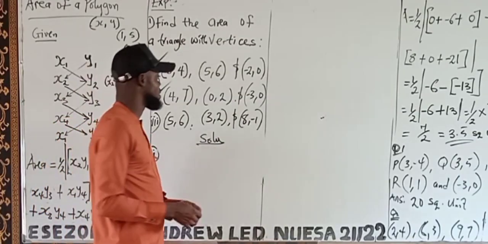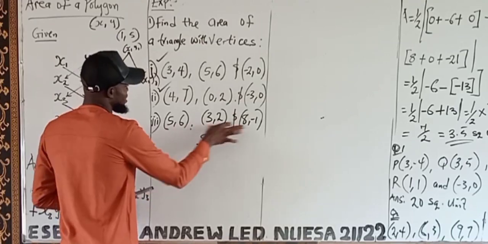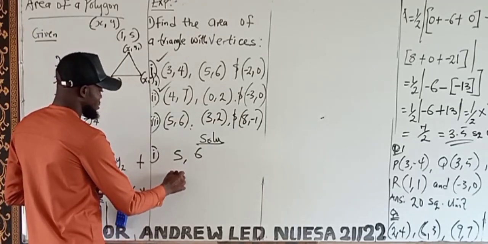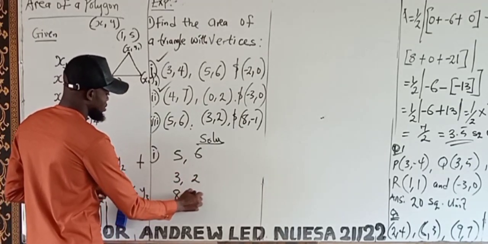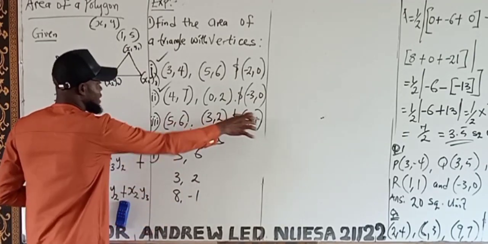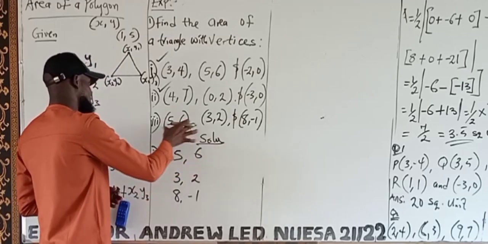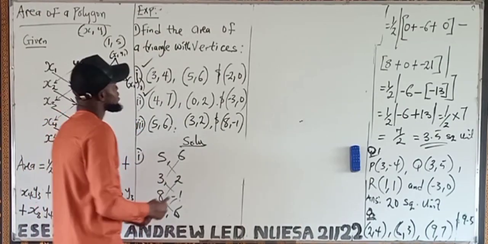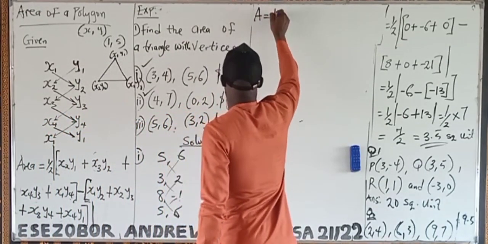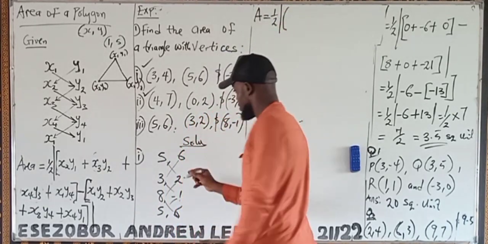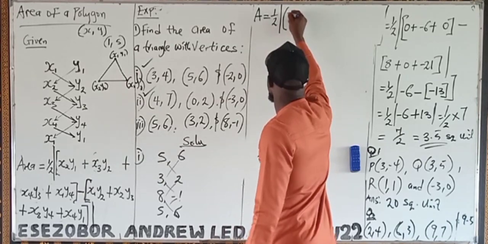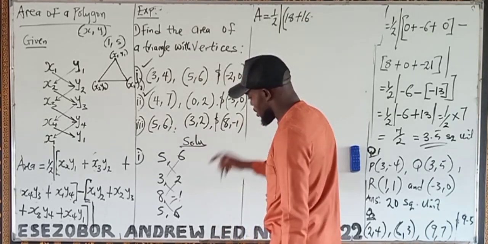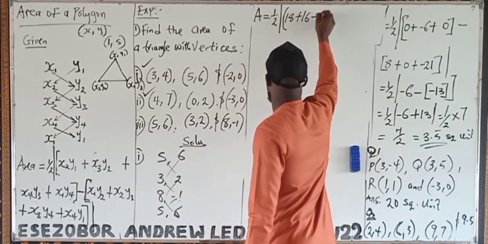So all right, for the last question, which is this triangle, we have these vertices. Let's arrange the vertices. We have 5, 6, we have 3, 2, we have 8, -1. Then after arranging the three vertices, you go around and come back to the first vertex, which is 5, 6. And then you start working this out, the area is going to be half the magnitude of 6 times 3, that's going to give us 18, plus 2 times 8, that's going to give us 16, plus minus 1 times 5, that's going to give us minus 5.